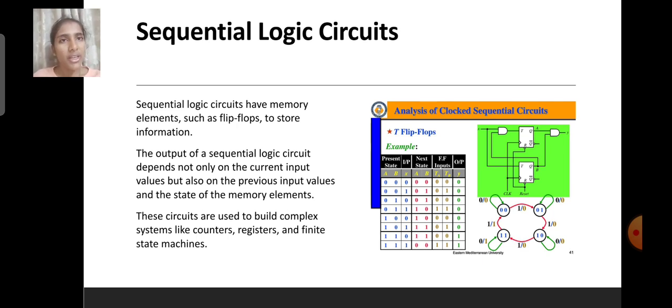Sequential logic circuits. Sequential logic circuits have memory elements such as flip-flops to store information. The output of a sequential logic circuit depends not only on the current input values but also on the previous input values and the state of the memory elements. These circuits are used to build complex systems like counters, registers, and finite state machines.